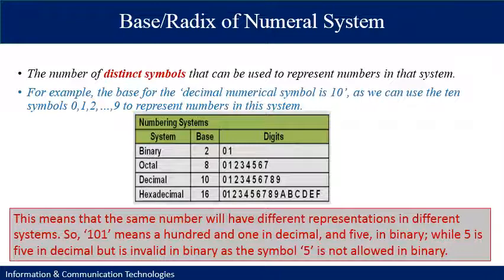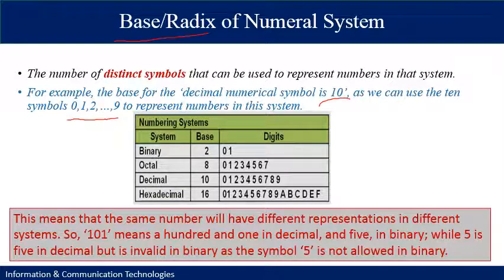So every number system has a base or a radix. That means the maximum possible numbers that a system can represent. So radix is the number of distinct symbols that can be used in a number system. For example, the base of the decimal numeral system is 10, as we can use the 10 symbols from 0 to 9 to represent numbers in the system.